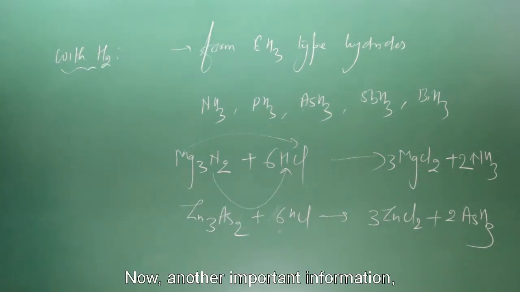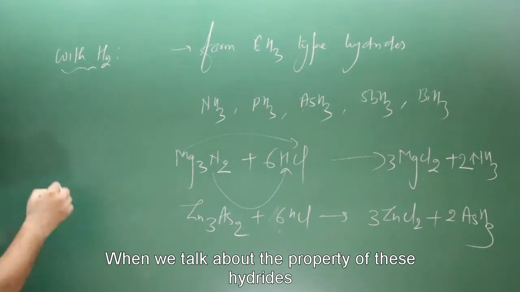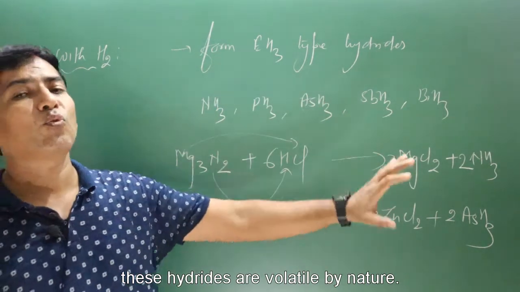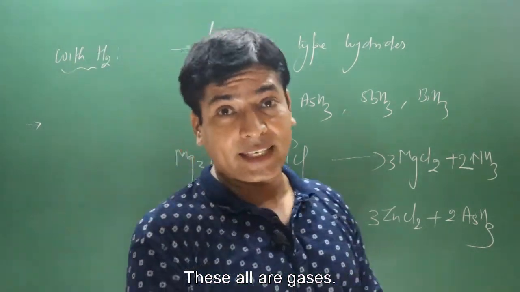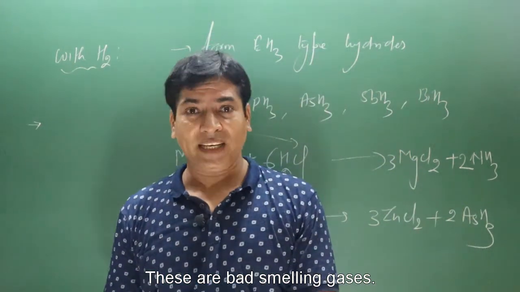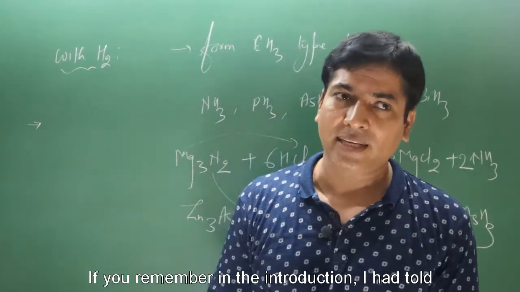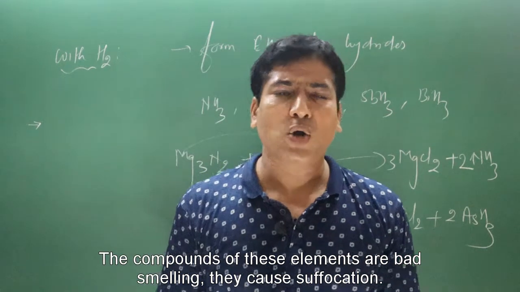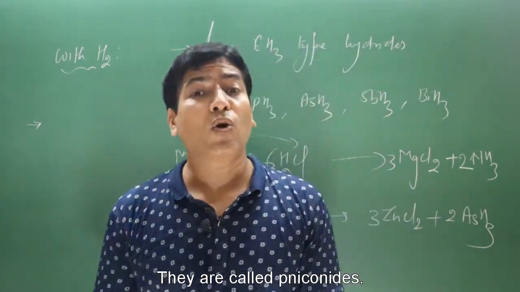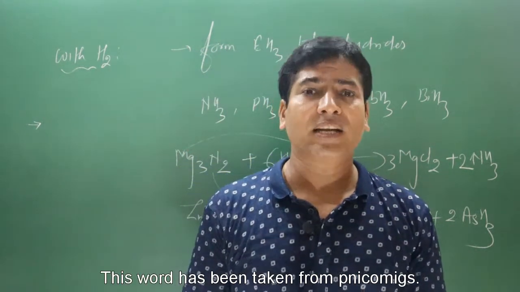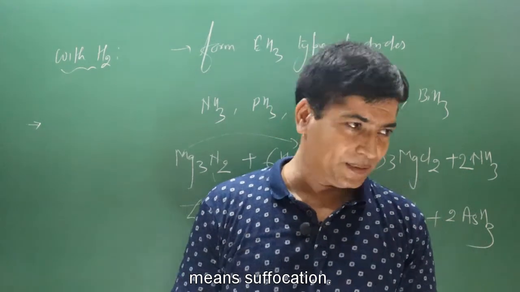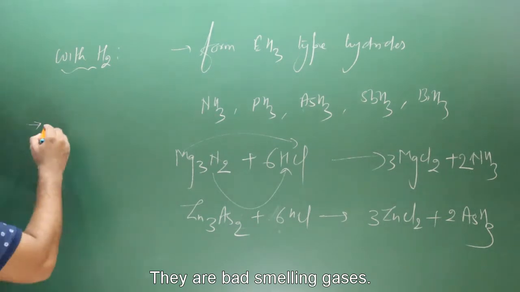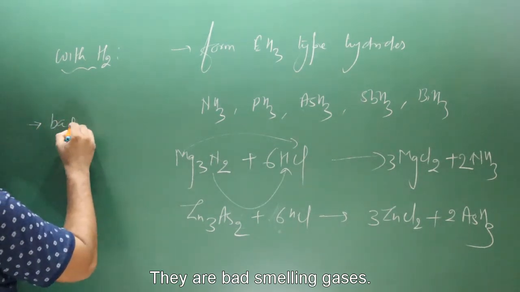Now another important piece of information. When you talk about the properties of these hydrides, these hydrides are volatile by nature. These all are gases, and these are bad smelling gases. If you remember, in the introduction I had told that the compounds of these elements are bad smelling. They cause suffocation because they are called pnictogens, a word taken from the Greek pnigein, meaning suffocation. So the compounds of these elements cause suffocation, and they are bad smelling gases.